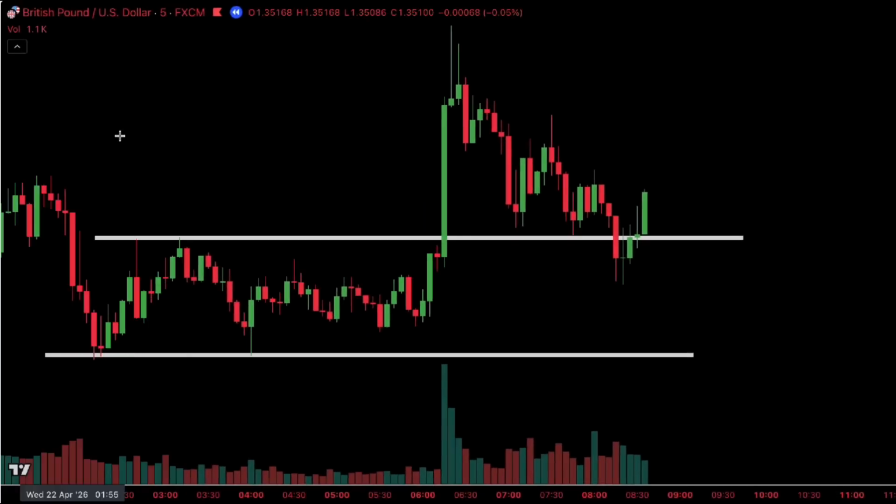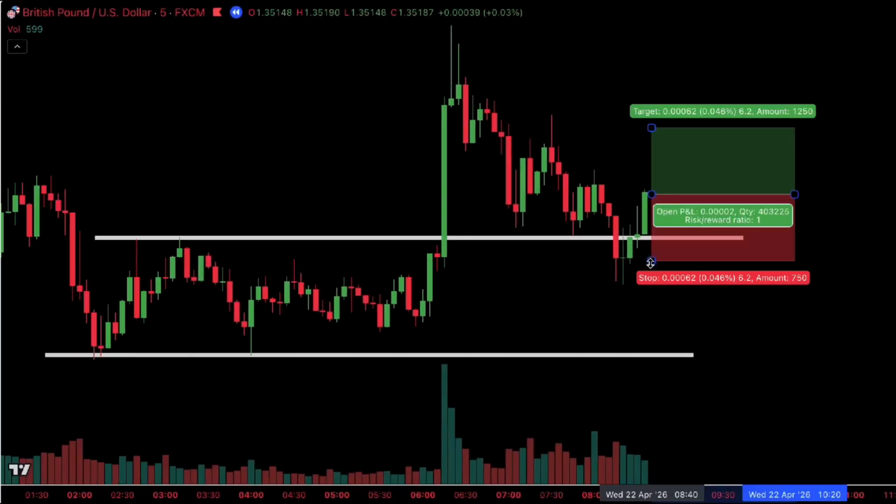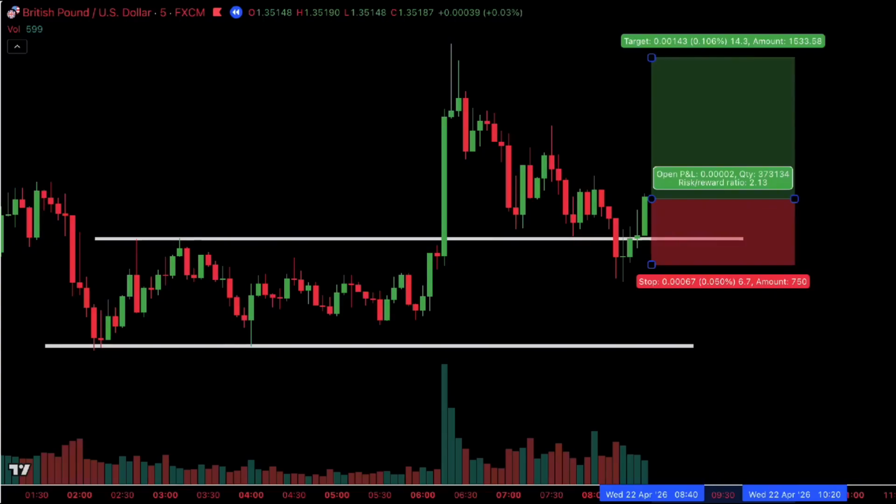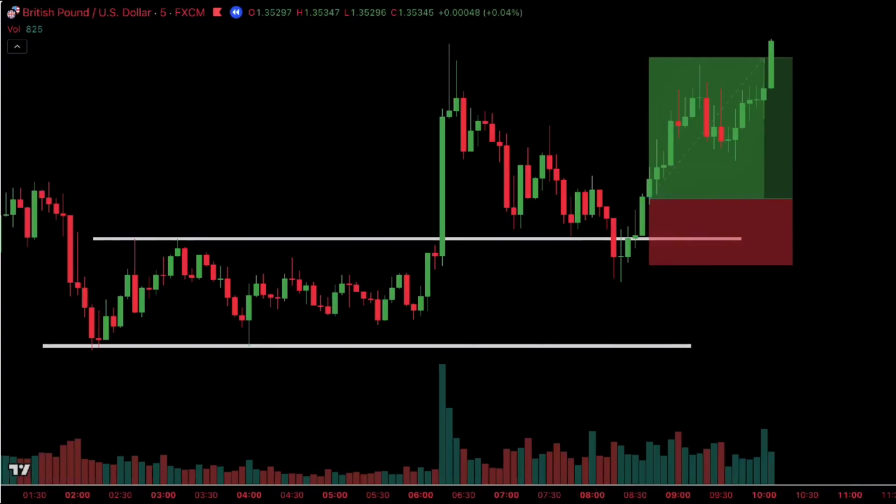Now go back to the 5-minute chart and execute the trade. Entry, at the close of the candle that closed above the level. Stop loss, below the same candle. Target, the next key level. And as you can see, the market moves up and reaches the target as expected. This is how you trade breakouts the right way, not by chasing the move, but by waiting for the market to come back, create a trap, and then confirm the real direction.